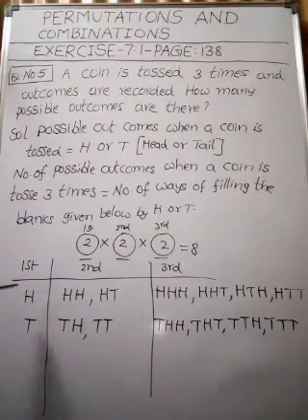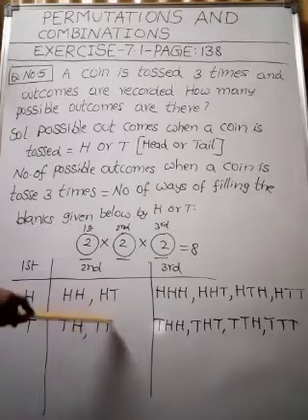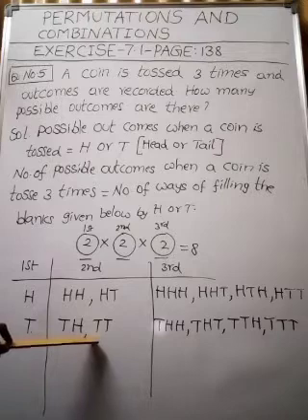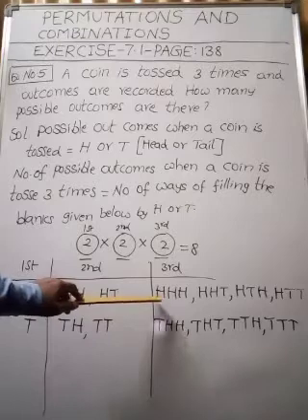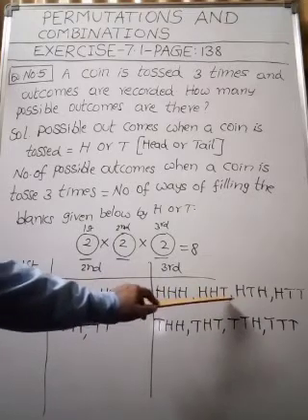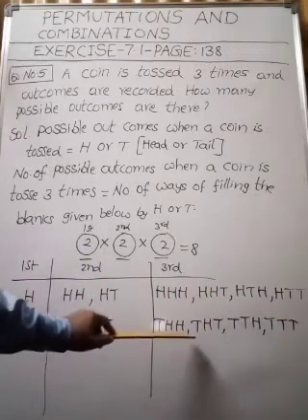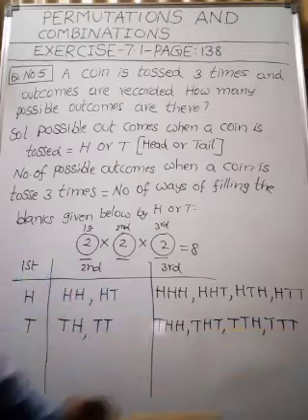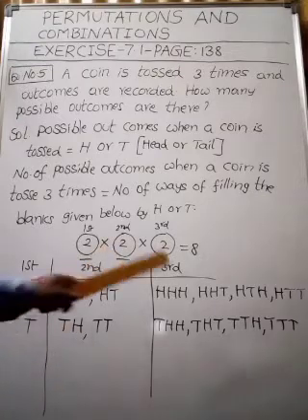If a coin is tossed, only two possibilities, either head or tail. If a coin is tossed two times, only four possible outcomes: HH, HT, TH, or TT. If a coin is tossed three times, then HHH, HHT, HTH, HTT, THH, THT, TTH, and TTT. Okay, my children, do you remember this table also?